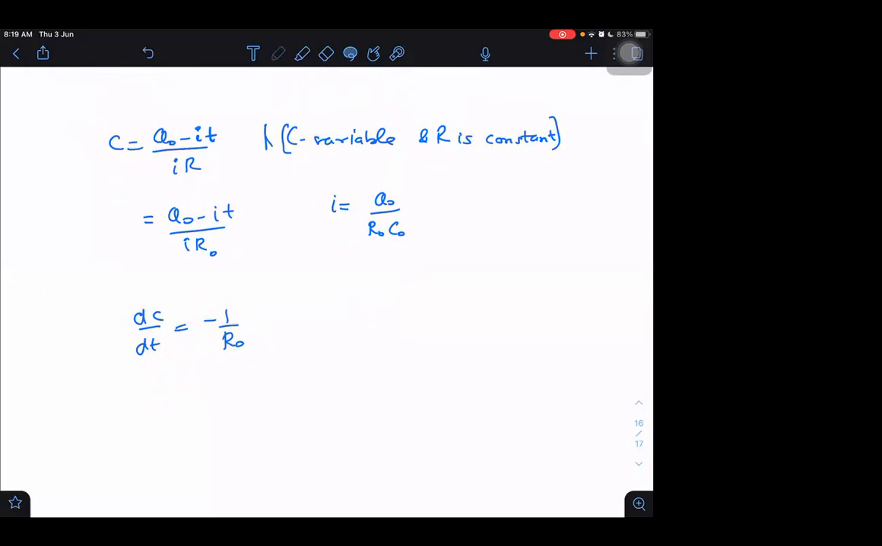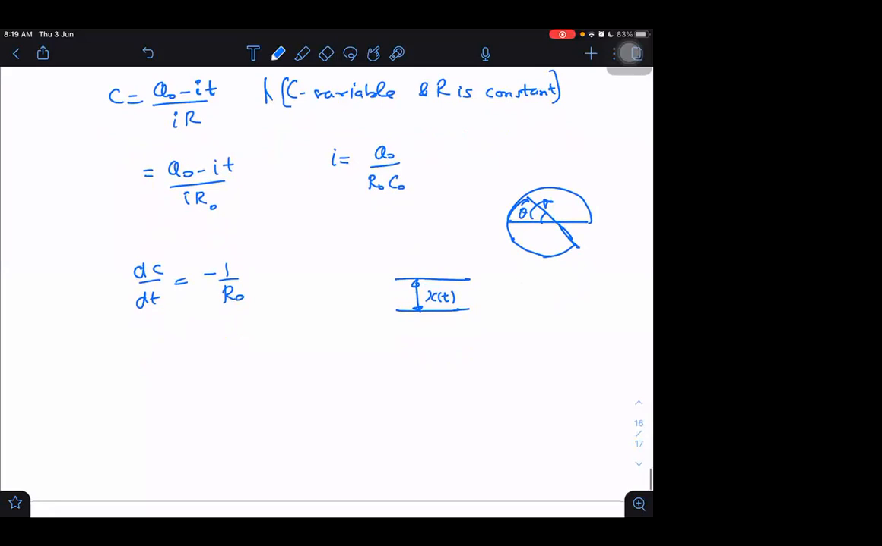But from here, there are two possible cases. One case is when the distance between the plates is given as x(t), and the other is when one plate and another parallel plate are rotating with respect to each other. So the area of overlap is continuously varying. Let us say at any instant of time, the overlap corresponds to angle theta. The distance is fixed; D is the distance, let us say.